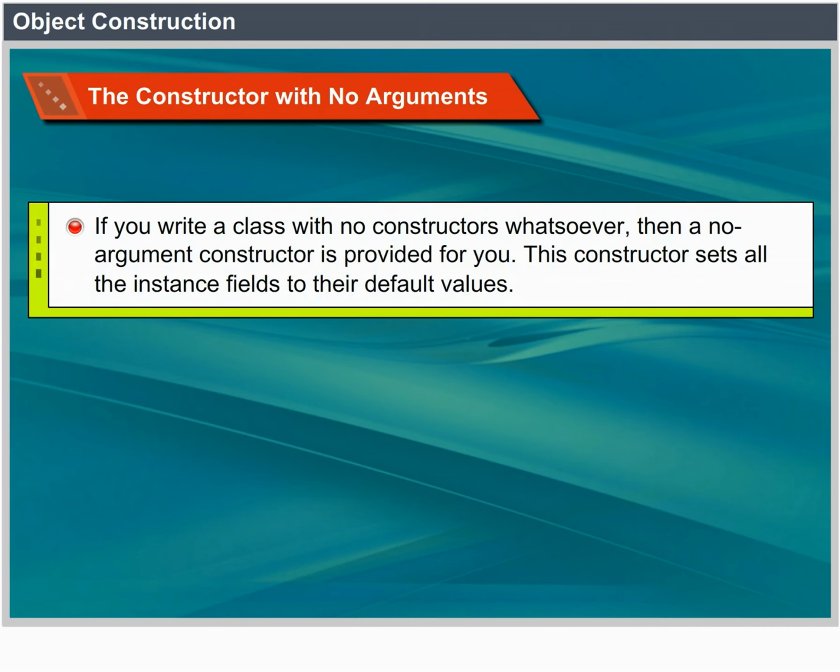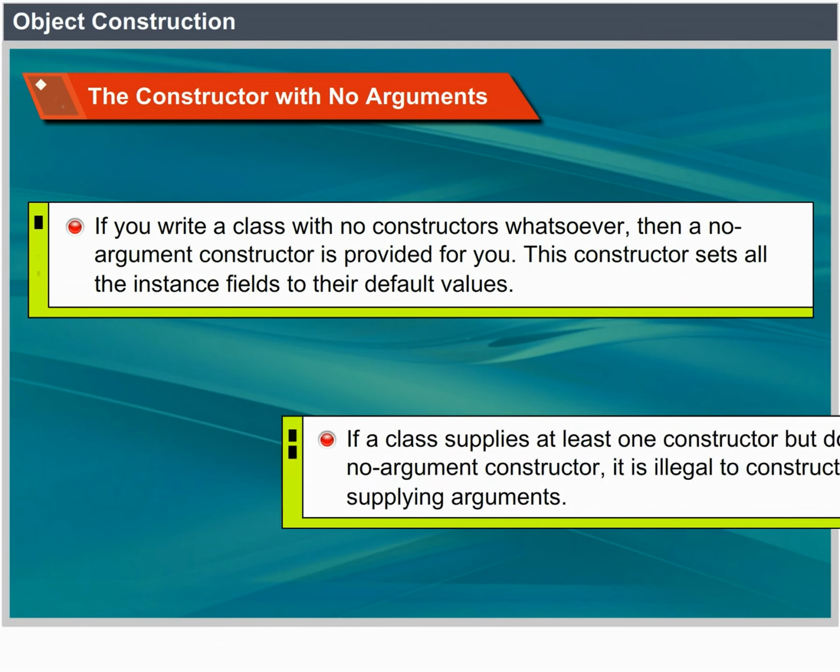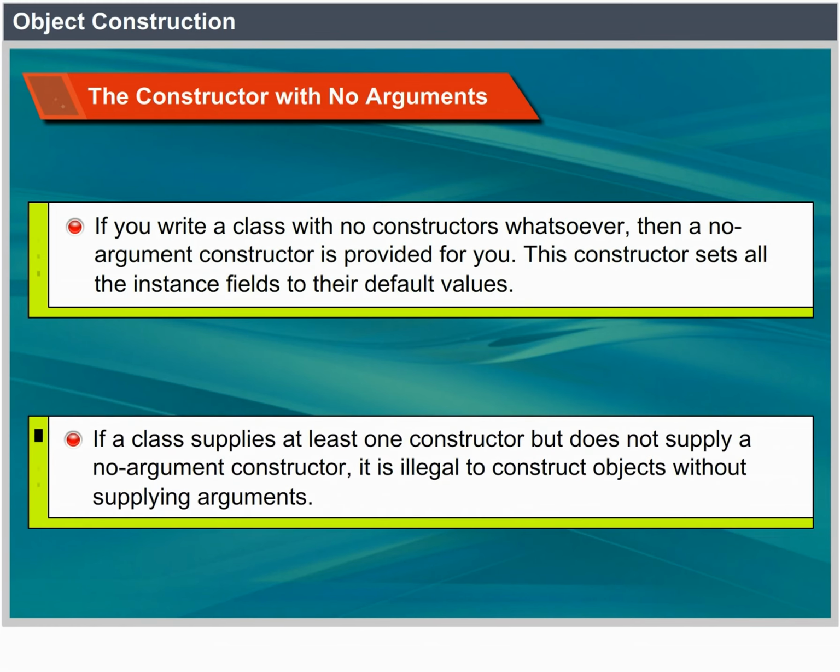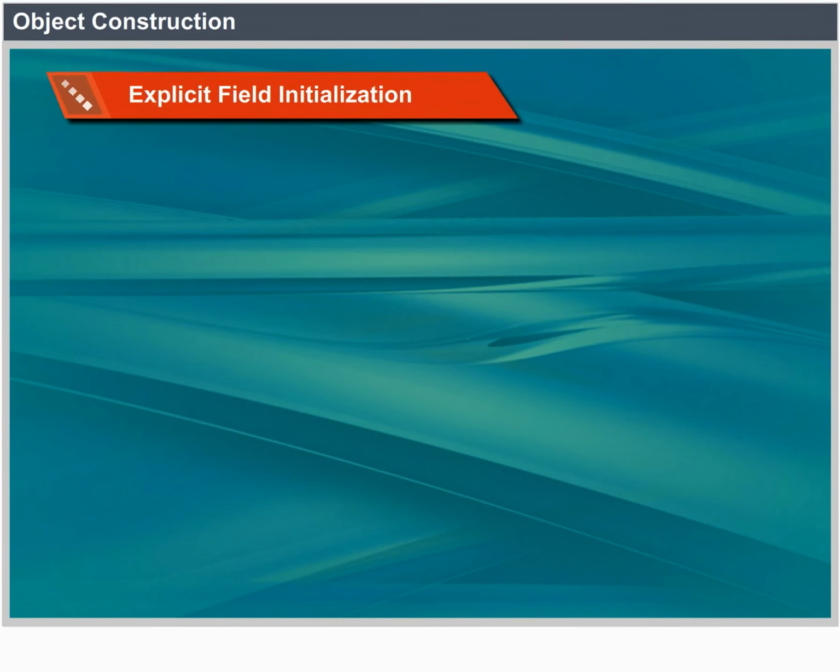If you write a class with no constructor, then a no-argument constructor is provided for you. This constructor sets all the instance fields to their default values. If a class supplies at least one constructor but does not supply a no-argument constructor, it is illegal to construct objects without supplying arguments.